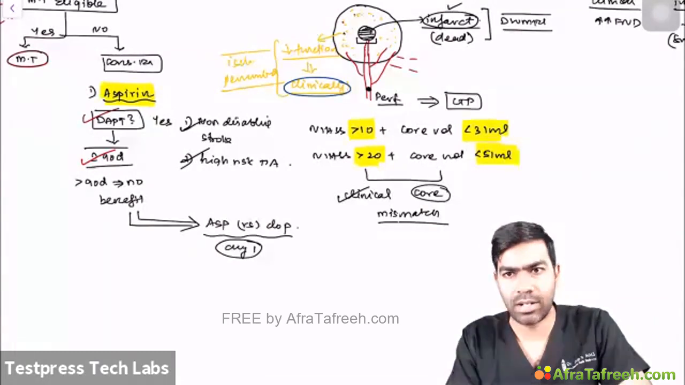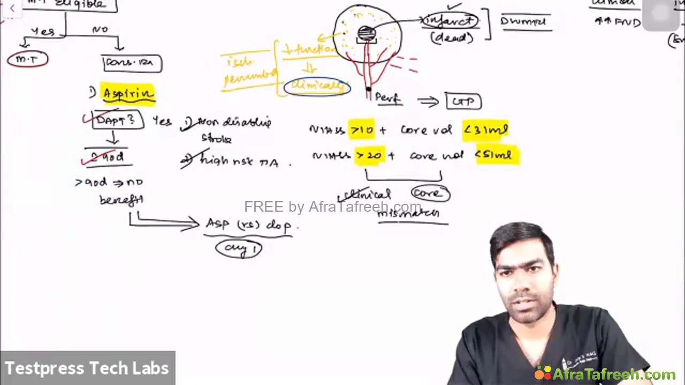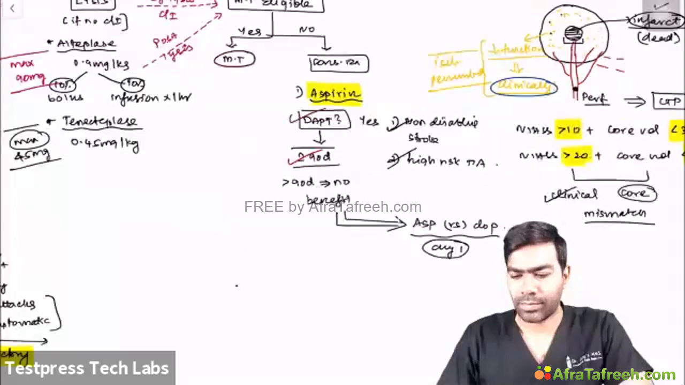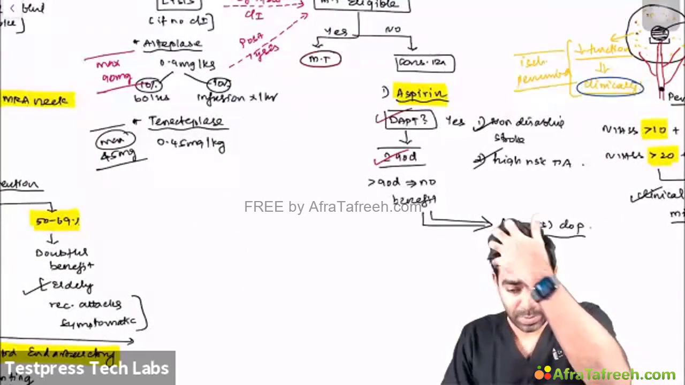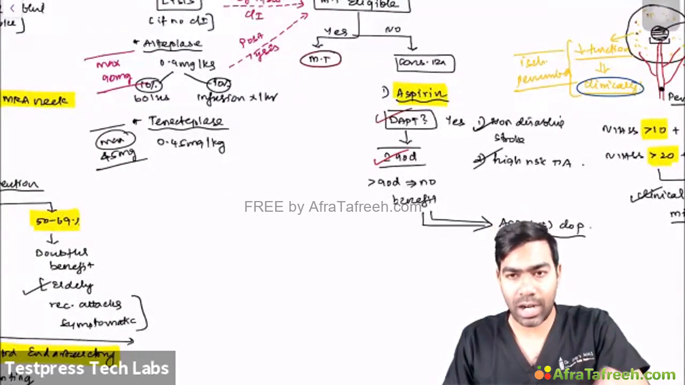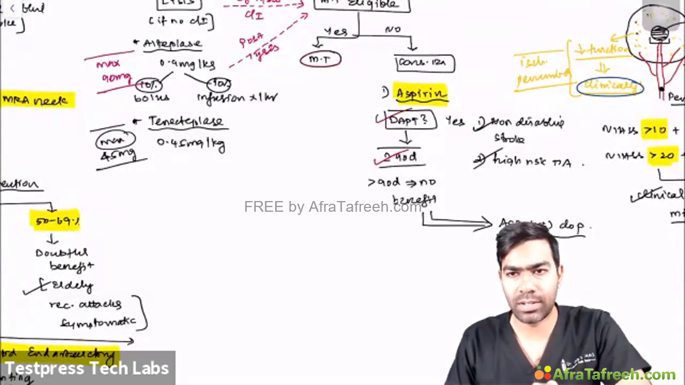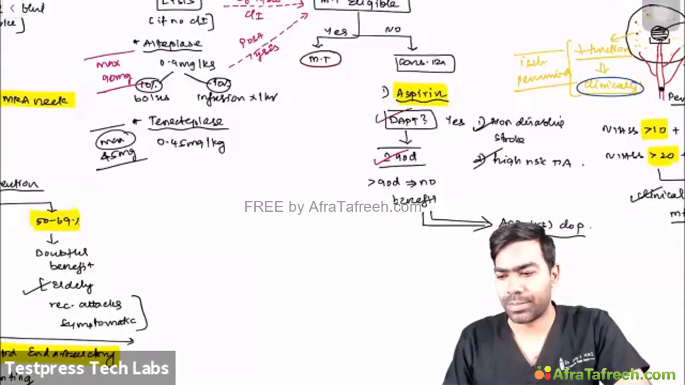You can understand, right? This clinical core mismatch, DAWN eligibility criteria. Okay, aspirin. Yes, you start with aspirin. If you want to use a DAPT also, it's fine, but don't start with clopidogrel alone. That's the current idea.